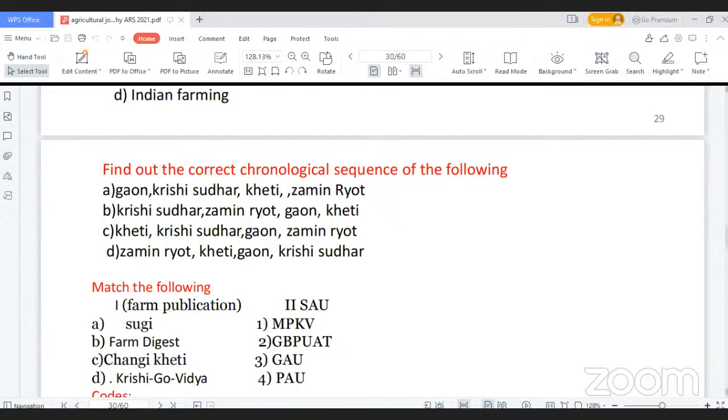Find out the correct chronological succession of the following. In light of that, there are some journals or magazines, and we have to find the correct sequence. If you know one, then Kheti was published in 1948. So B was the correct answer. Krishi Sudhar, which was published in 1940.